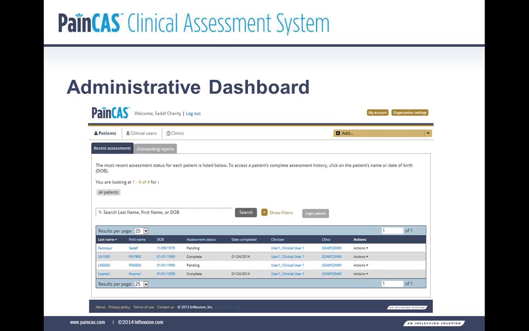Currently, there are four different question sets that live, if you will, within the PainCAS assessment. There's the initial assessment, the follow-up assessment, all versions of the SOAP tool, and then the COMM tool as well. These assessments can be mixed or matched in any way that someone desires, except for doing an initial and a follow-up assessment at the same time, which would be incongruous.